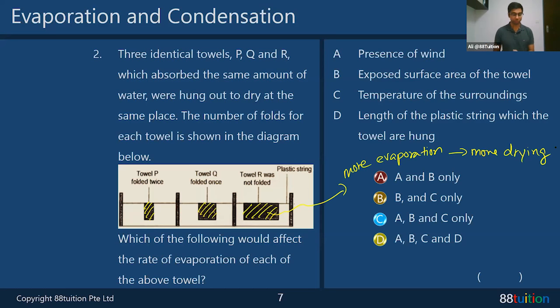Okay, that's all. So what's the question here? Which of the following will affect the rate of evaporation of each of the above towels? Presence of wind. Okay, this one we already know, it will affect. Exposed surface area, yes, it will affect. Temperature of surrounding, yes, it will affect. Length of plastic string which the towels are hung on. That means this one, the length, no. Whether you make it higher or lower, it still has the same humidity, same temperature, same exposed area. So only the first three will affect the rate of evaporation.